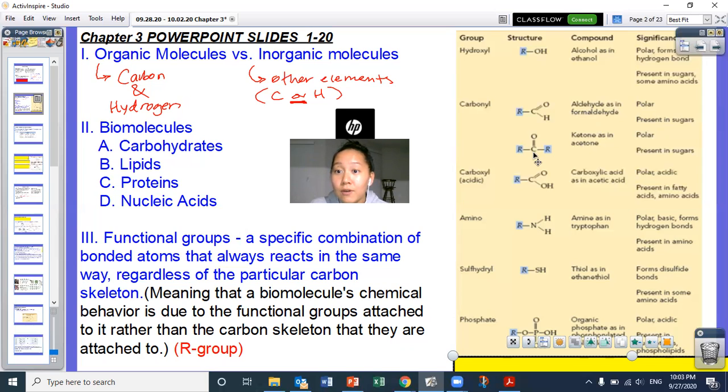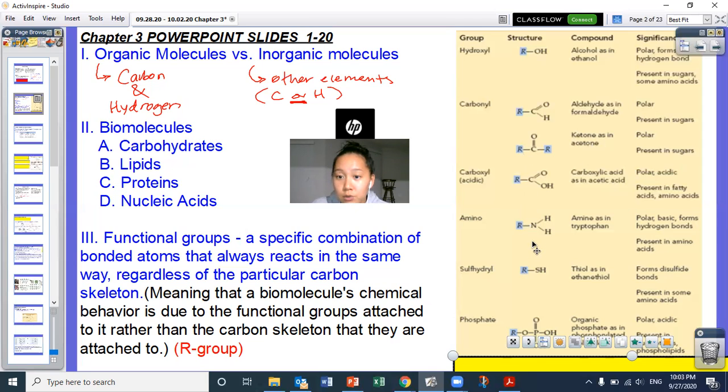You can also have an O attached to the carbon, but then it's attached to a different group. That makes it a ketone, like acetone. If you ever wore nail polish and needed to get it off, acetone is nail polish remover. Acetone is special because it's polar and it's usually present in sugar, so it's usually attached to carbohydrates.